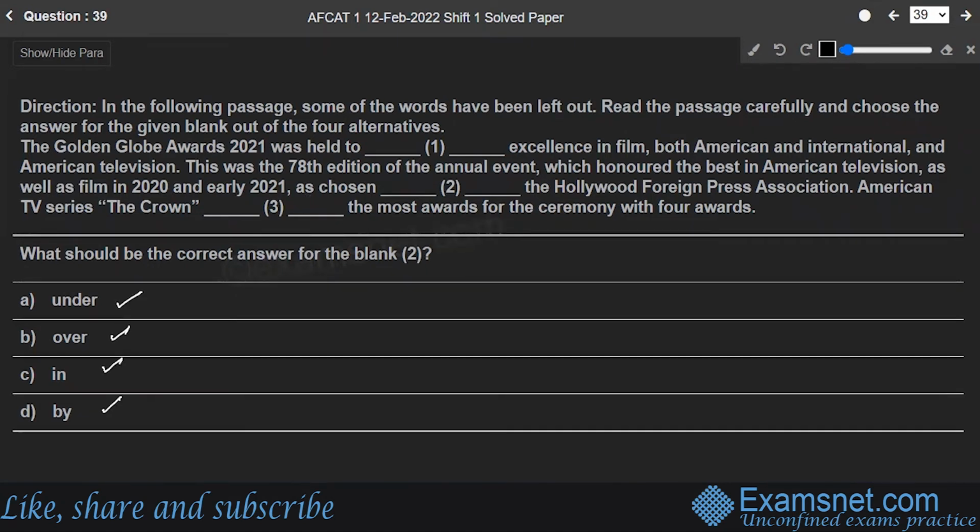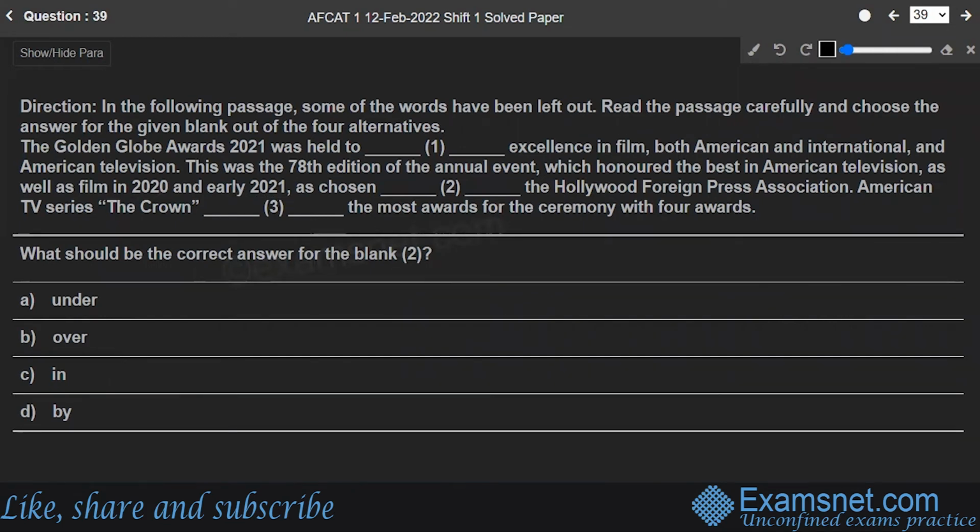Let's read first of all, because reading gives you a very clear picture of the given problem: as well as the film in 2020 and early 2021 as chosen under the Hollywood Foreign Press Association, over the Hollywood Foreign Press Association, in the Foreign Press Association, or by the Hollywood Foreign Press Association. Which will come? So let's see all these prepositions one by one.